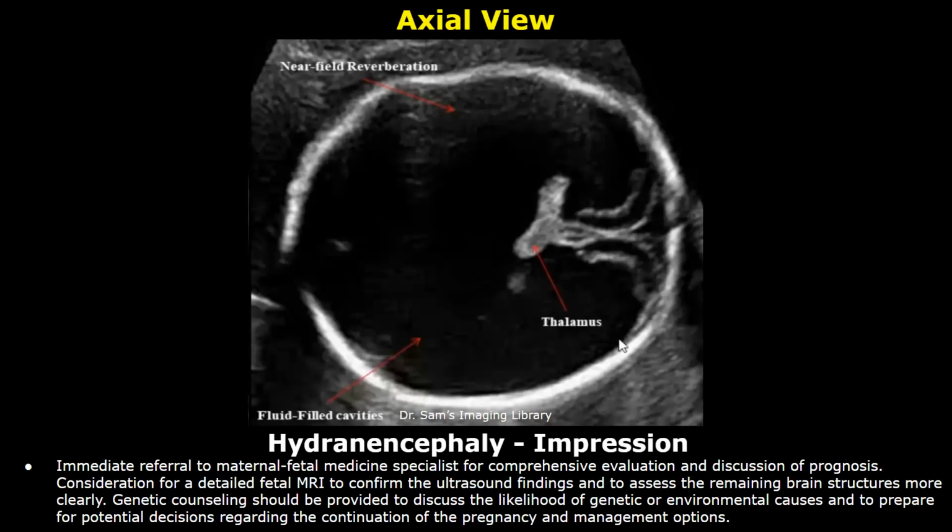Immediate referral to maternal fetal medicine specialist for comprehensive evaluation and discussion of prognosis. Consideration for a detailed fetal MRI to confirm the ultrasound findings and to assess the remaining brain structures more clearly. Genetic counseling should be provided to discuss the likelihood of genetic or environmental causes and to prepare for potential decisions regarding the continuation of the pregnancy and management options.